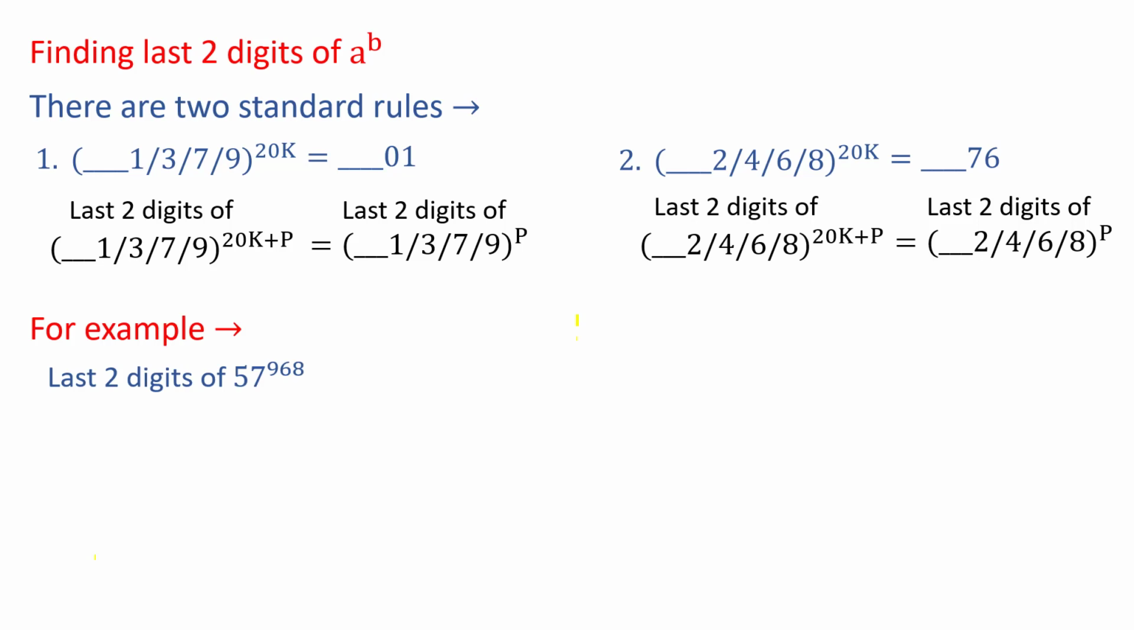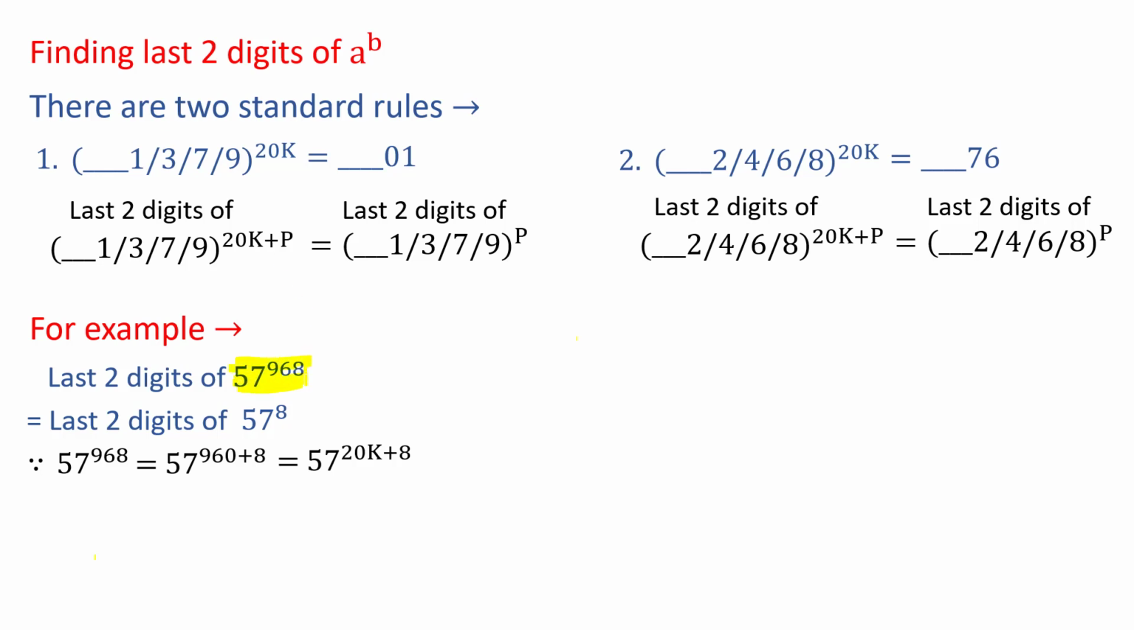If I want to find the last two digits of 57 to the power 968, it is nothing but the last two digits of 57 to the power 8. How? Because if we divide 968 by 20, the remainder is how much? Tell me. 8. So 968 is nothing but 960 plus 8, that is 20k plus 8. So the last two digits of 57 to the power 968 are the same as the last two digits of 57 to the power 8. Let's take one more example.